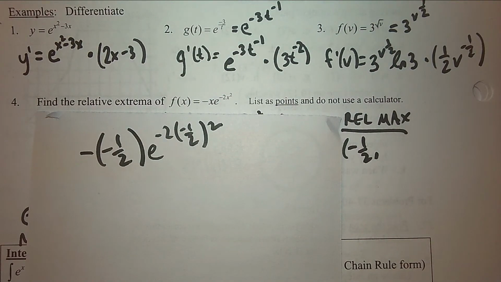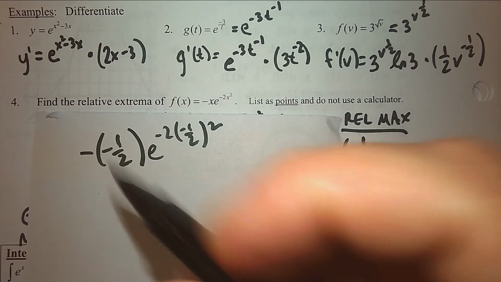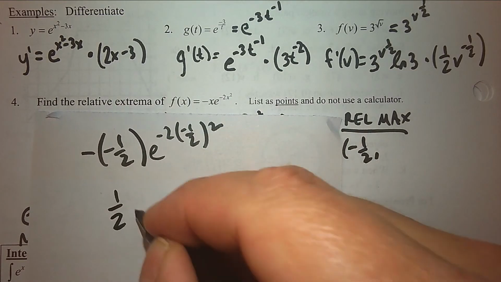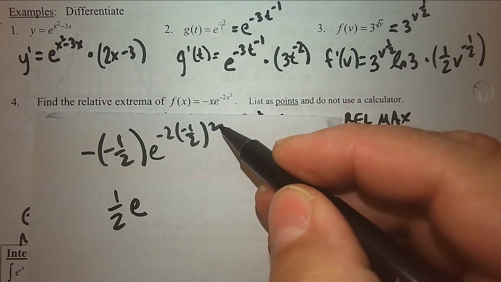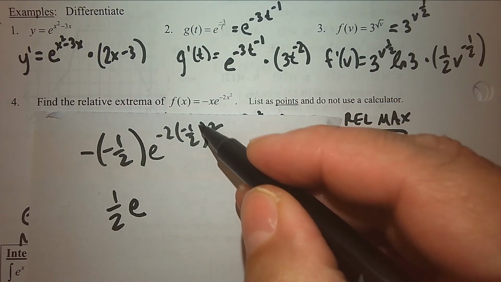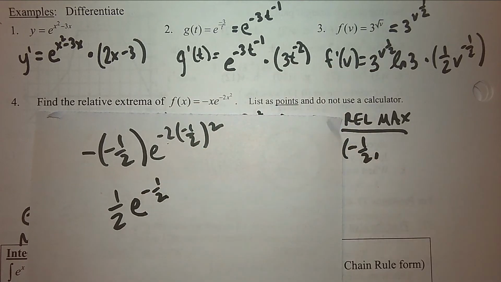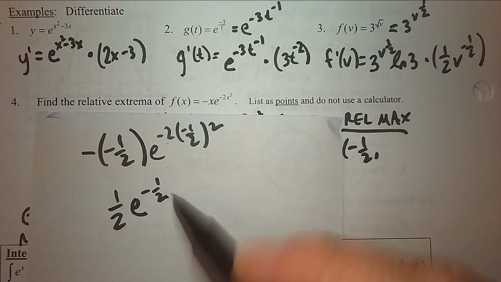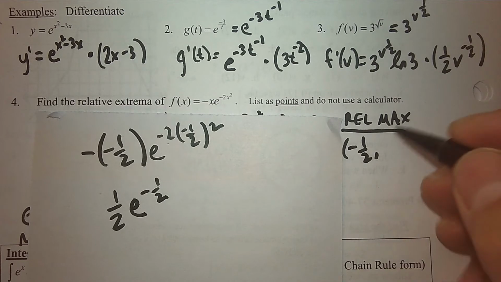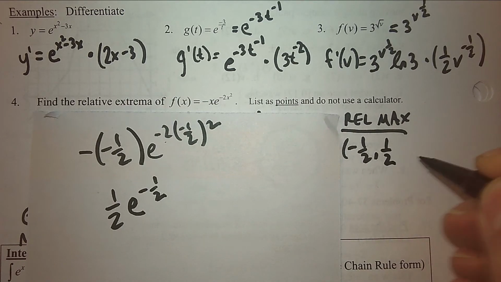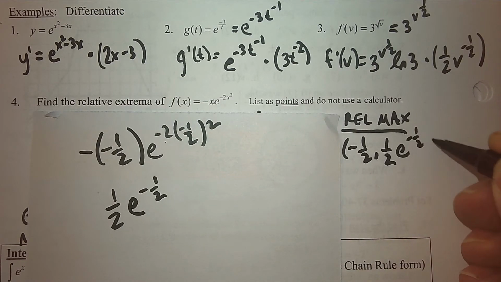So where there's an x, I plugged in negative a half. Could you simplify that? So first of all, negative times a negative is positive. What's negative a half squared? 1 over 4. And negative 2 times 1 over 4 is negative a half, or negative 2 over 4. That is irrational. It doesn't simplify further than that. So that's what I'm going to write down. 1/2 e to the negative 1/2.